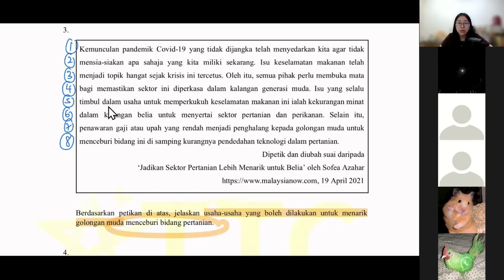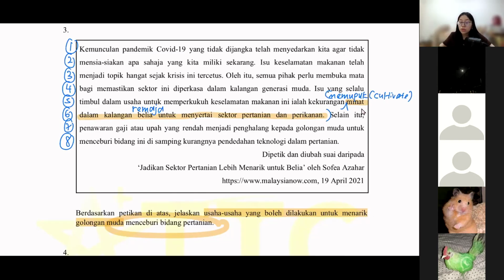5 and 6 is isu yang selalu timbul dalam usaha memperkukuh keselamatan ialah kekurangan minat. Okay, they are lack of interest. Okay, this one very tricky because they give you the balik punya isi to make you confused. So they are actually giving you all the reasons. So kekurangan minat, the lack of interest. So how you do? You highlight the minat dalam kalangan belia. Belia means remaja, teenager. Then you add on here, memupuk, cultivate. Memupuk minat dalam kalangan belia. This one will be your first EC.